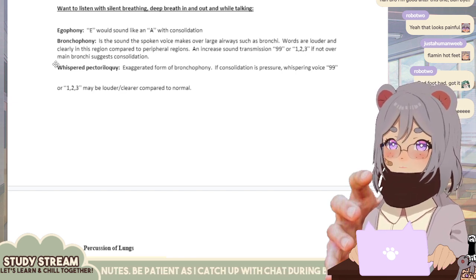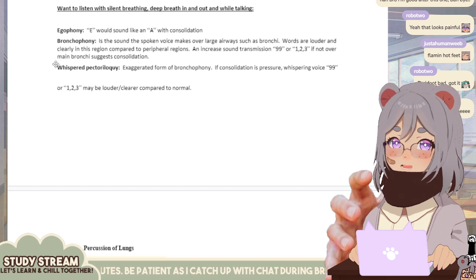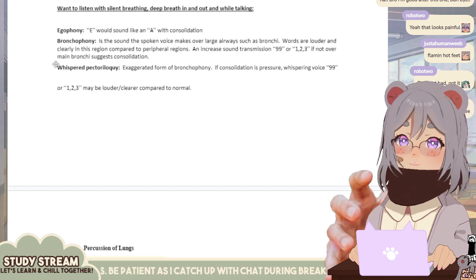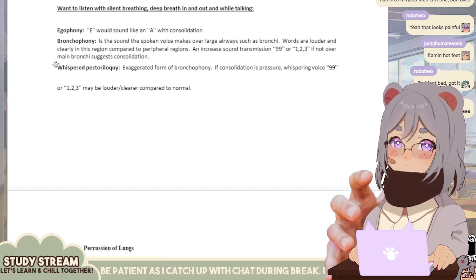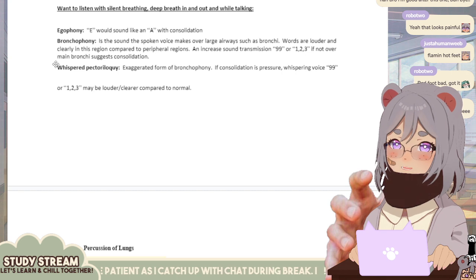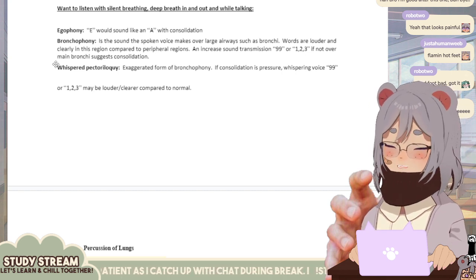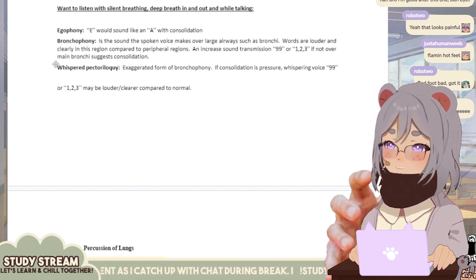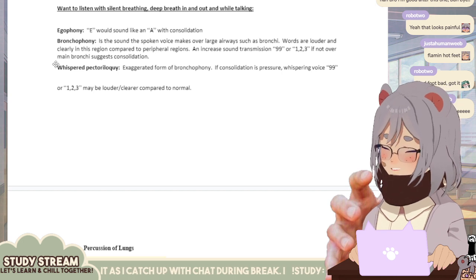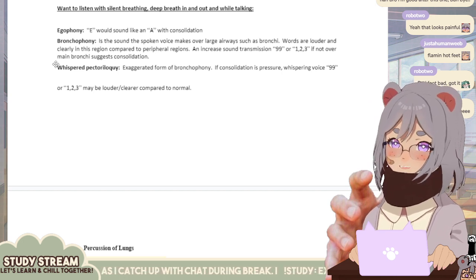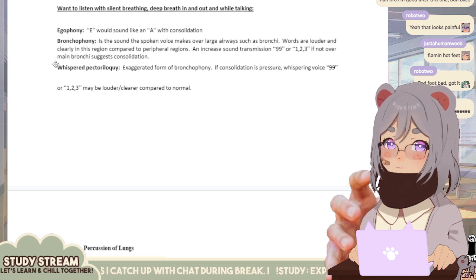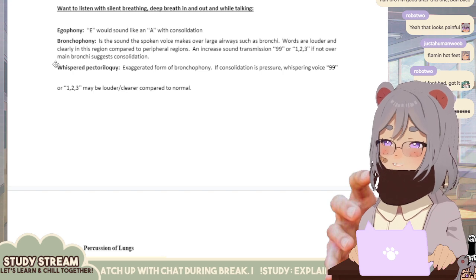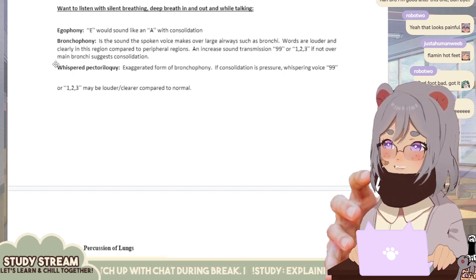Bronchophony is the sound the spoken voice makes over the large airways of the bronchi. Words are louder and clearer in this region in comparison to the periphery, so there's an increased sound transmission of 9-9 or 1-2-3. If I recall correctly, this is a test where you have the patient say 1, 2, 3 each time you palpate, and it makes sense that you hear more of it down the midline than going out to the side. And then the last one is basically the same thing, but in a whispered form. So instead of saying 1, 2, 3 aloud, it's a whispered 1, 2, 3, 1, 2, 3.